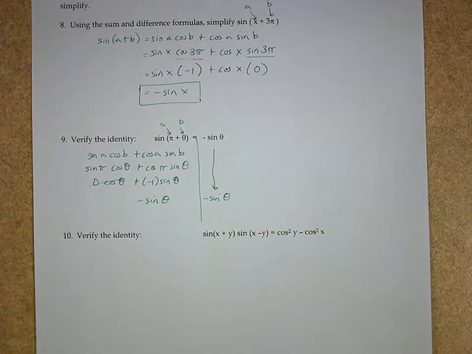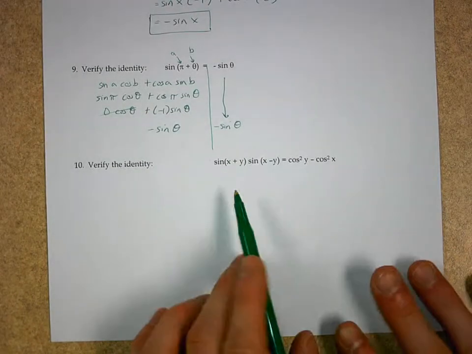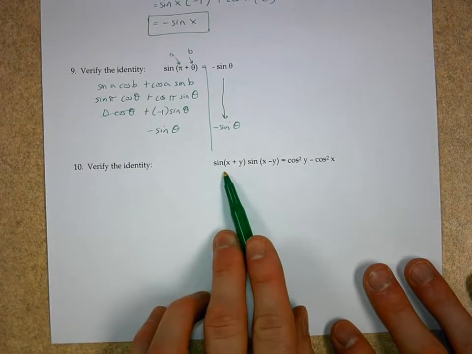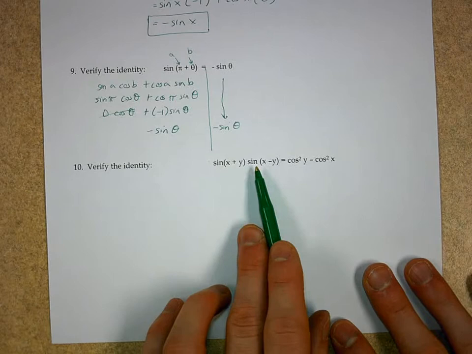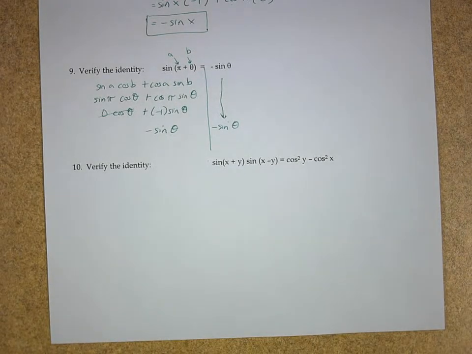So 8 and 9 were very similar, just two different ways of asking a problem. One is simplifying and one is verifying an identity. Both end up being negative sine. The last one is a little bit more complex in that I've got two identities being multiplied together: sine of x plus y, sine of x minus y. And I want to simplify that down to cosine squared of y minus cosine squared of x.